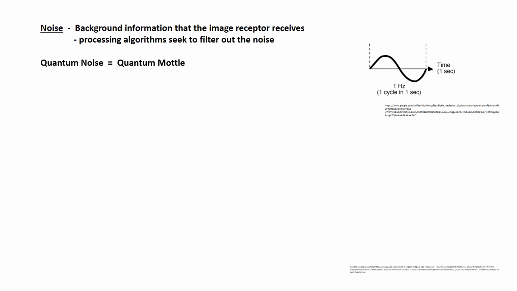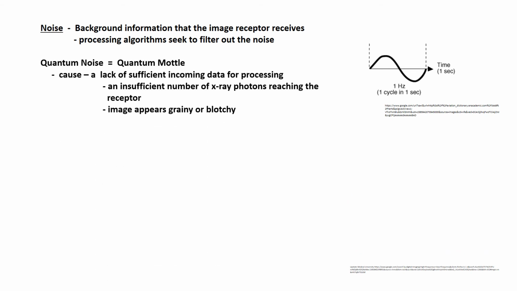Quantum noise is another term for quantum mottle. And quantum mottle is that graininess that you see on an image. What causes it? It's a lack of sufficient incoming data for processing. The computer doesn't have enough information to process the image. Why doesn't it have enough information? It didn't have enough radiation photons that were striking the detector. The computer tries to formulate a good image, but it doesn't have enough information, so the image appears very grainy or blotchy looking.